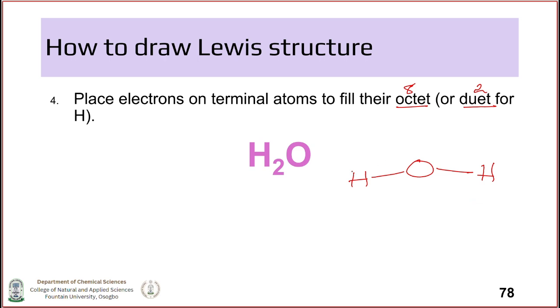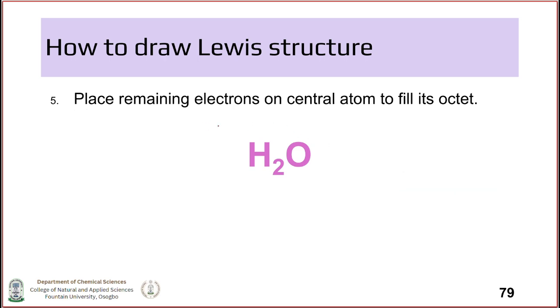Now, a hydrogen atom will only have 2 electrons around it, a maximum of 2 electrons. And if you count the bond that links hydrogen to oxygen, there are already 2 electrons. Remember we said 2 electrons are used to make a single bond. So we don't need to place more electrons on this hydrogen since it has the 2 electrons it needs. And the same thing for this hydrogen as well. So we are not adding any electrons on the terminal atoms, and in our case the terminal atoms are hydrogen.